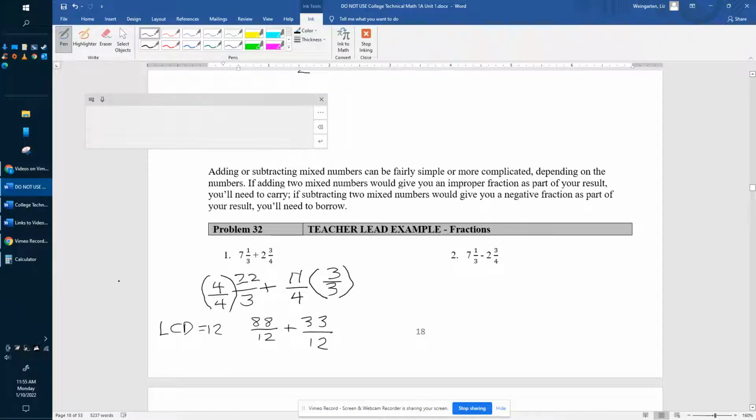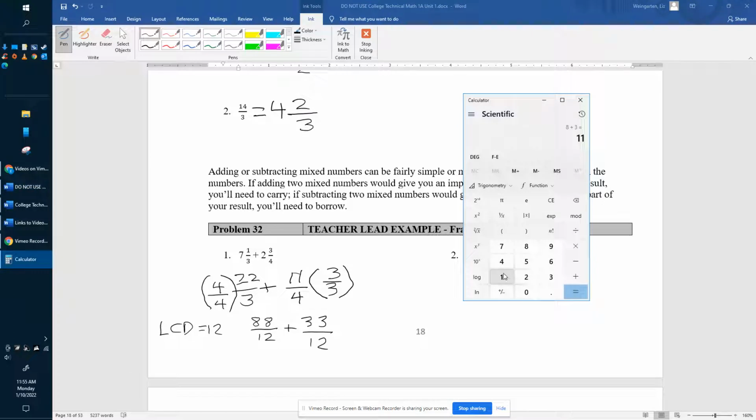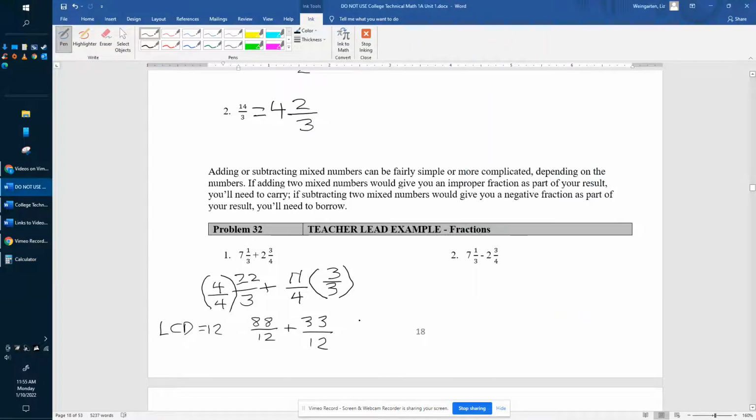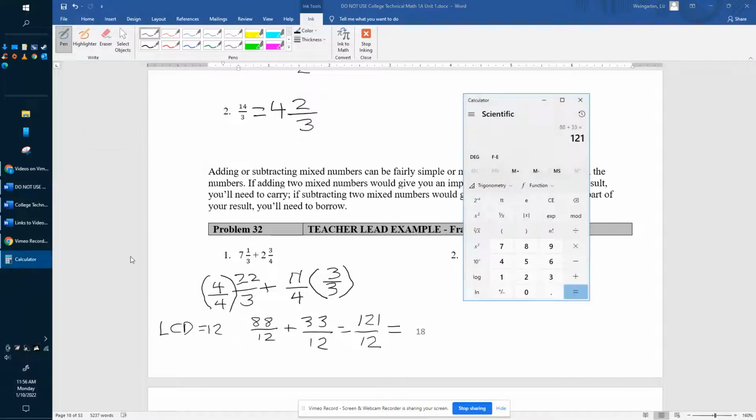Get our handy-dandy calculator back. When it comes to these numbers, I don't necessarily like doing it in my head. 88 plus 33 gives us 121 over 12. So we started with mixed numbers. We probably want our answer to be a mixed number. So let's figure out what that mixed number is going to be. Grab our calculator again. So 121 divided by 12.